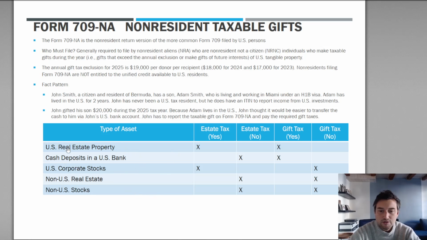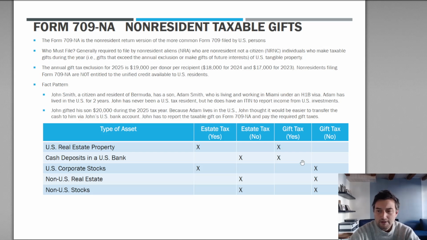Cash deposits in a U.S. bank. So this is where he may have mixed up a bit. Where cash deposits in U.S. banks, believe it or not, are not actually subject to the U.S. estate tax, so it doesn't count as a U.S. situs asset. But if you're alive and you transfer money from a U.S. bank account, it is going to be subject to the gift tax.